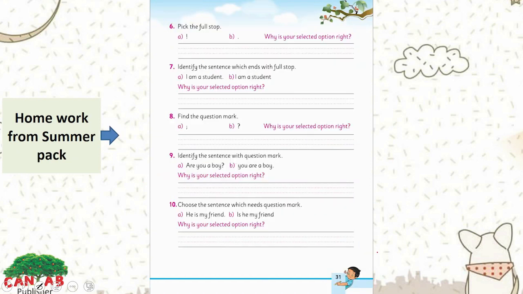This is your homework from the Summer Pack, page number 31. It's an activity. You have to choose the right option for each sentence. Pick the full stop. You have to choose one of them. Identify the sentences which end with the full stop. Find the question mark. Identify the sentence with the question mark. Choose the sentence which needs a question mark.